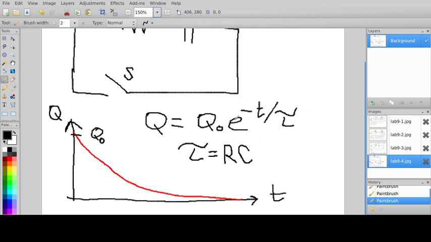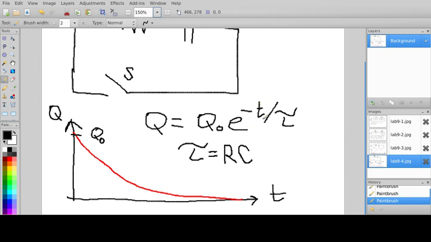Now, why does this function represent that red line? Well, if you put t equals 0 here, then you've got negative 0 divided by tau, and tau is just a number. You can think of it as 1, it doesn't matter. So you have 0 divided by 1, and that's just e to the 0. And e to the 0 is 1, since any base raised to the power of 0 is 1. And 1 times Q naught is Q naught. And so you start off at Q naught.